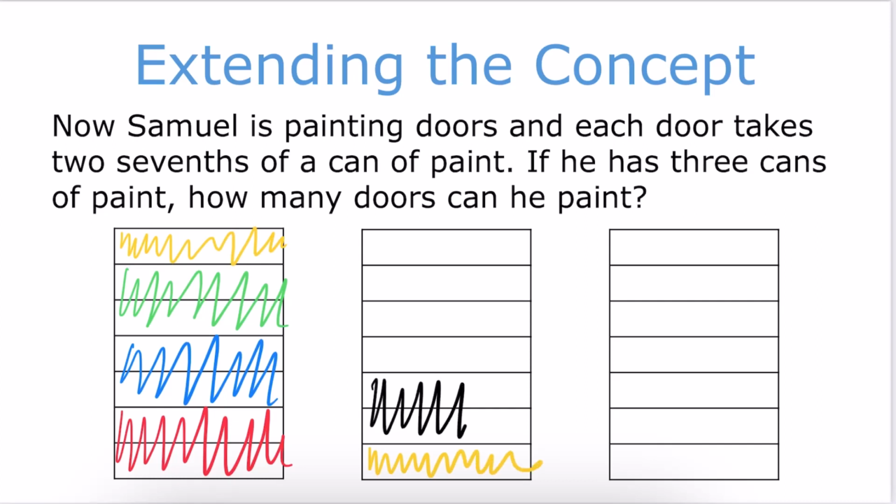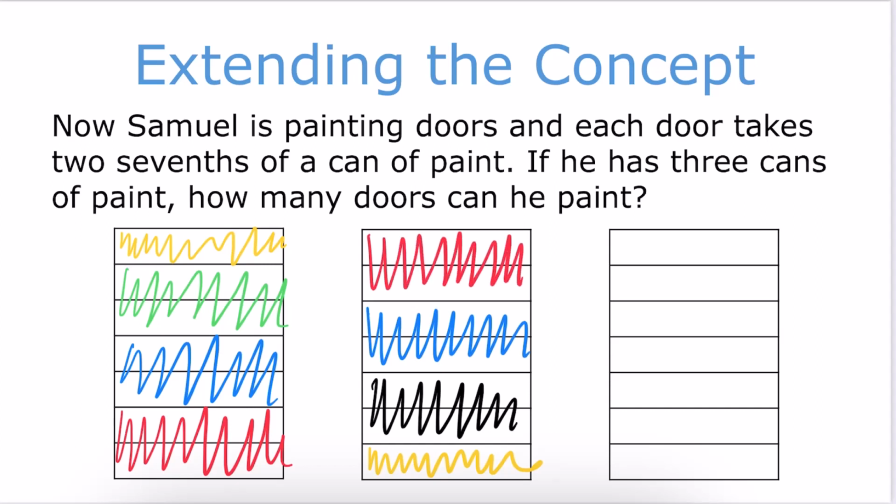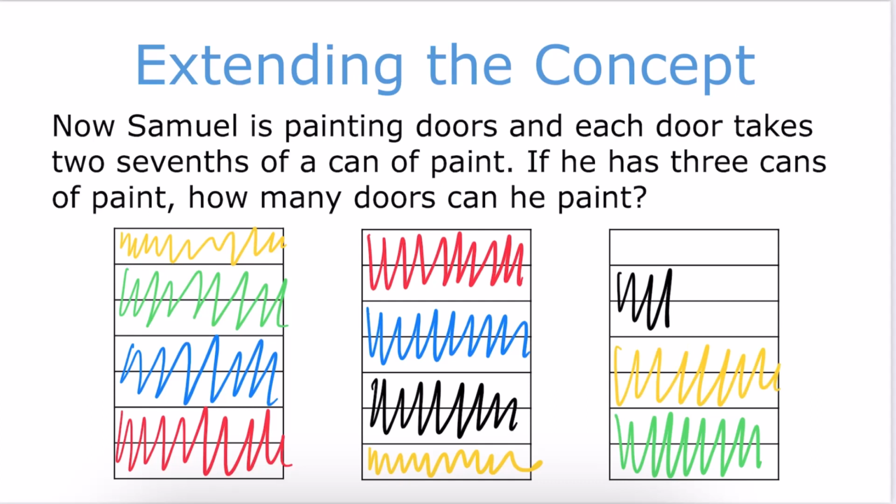Then our 5th door can be painted. I'm going to kind of repeat my colors because I'm running out of colors, but there's our 6th door and our 7th door. And then our 8th door and our 9th door and our 10th door. And then we have enough paint to cover a half of a door. And so our answer to this, so we were basically doing 3 divided by 2/7. And our answer to this is that 3 divided by 2/7 equals 10 doors that he can paint.